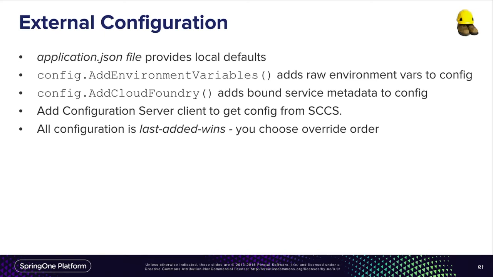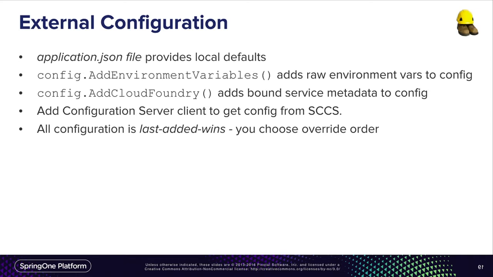One of the big things that we see when moving applications to the cloud is usually the first thing we have to do is externalize the app's configuration. So in legacy ASP.NET apps, that means moving the configuration out of web.config. In a .NET Core app, by default we usually get an application.json file which has local defaults in it. We can then add environment variables to allow us to read the values that PCF injects into our application's environment. We can then call add cloud foundry, which reads the service binding information for our application and then makes that available either as raw values or through dependency injection into our controllers.